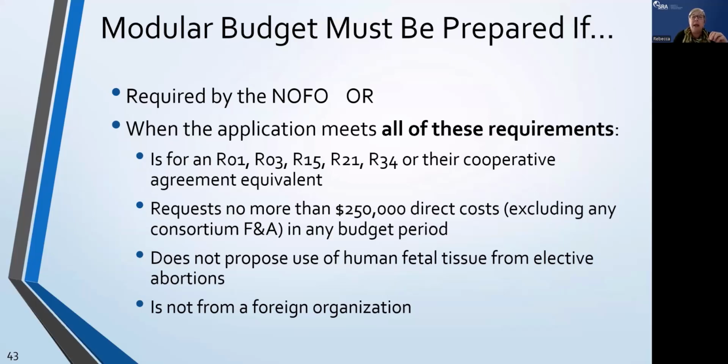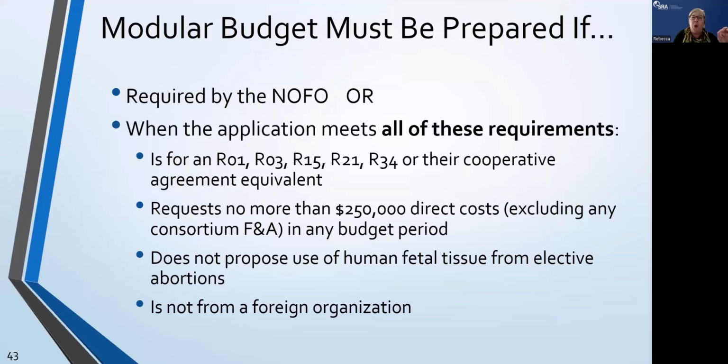You have to submit a modular budget when it's required by the NOFO or when all 4 of these requirements are met. Basically, it's for a select group of mechanisms, R01, R03, R15, R21, R34, or their cooperative agreement equivalents. So you say, what's the cooperative agreement equivalent of an R01? It's a U01. R03, a U03. Okay.